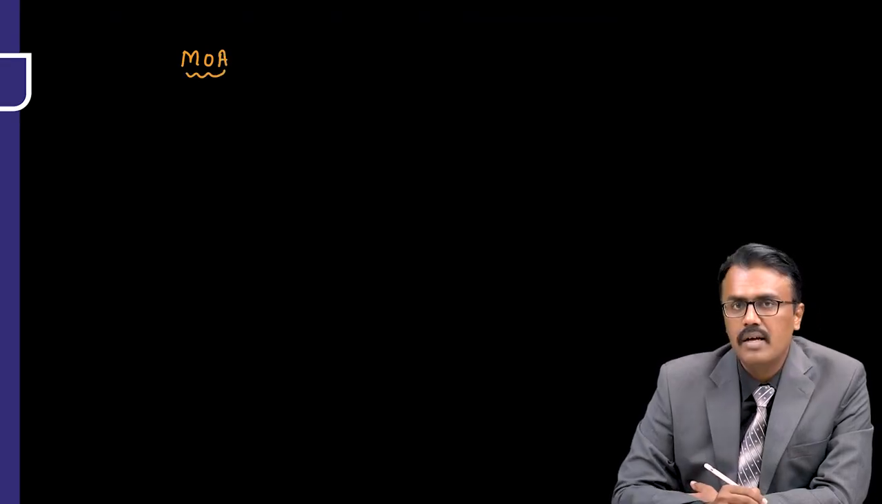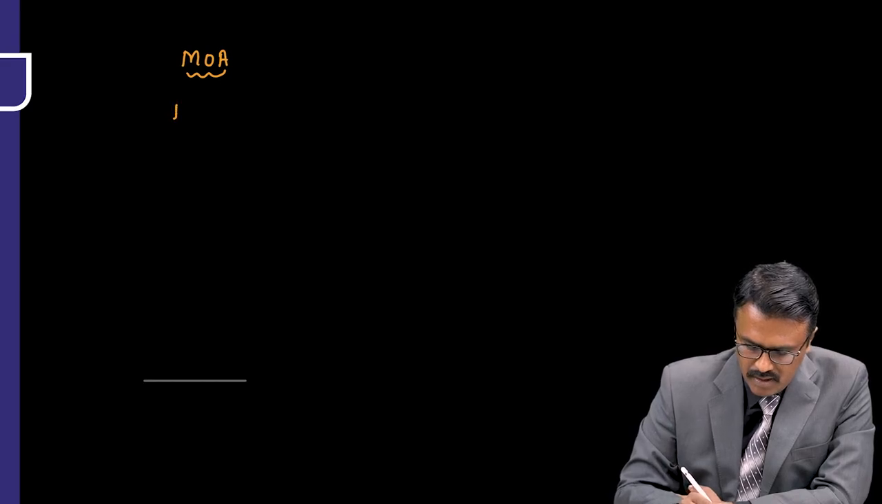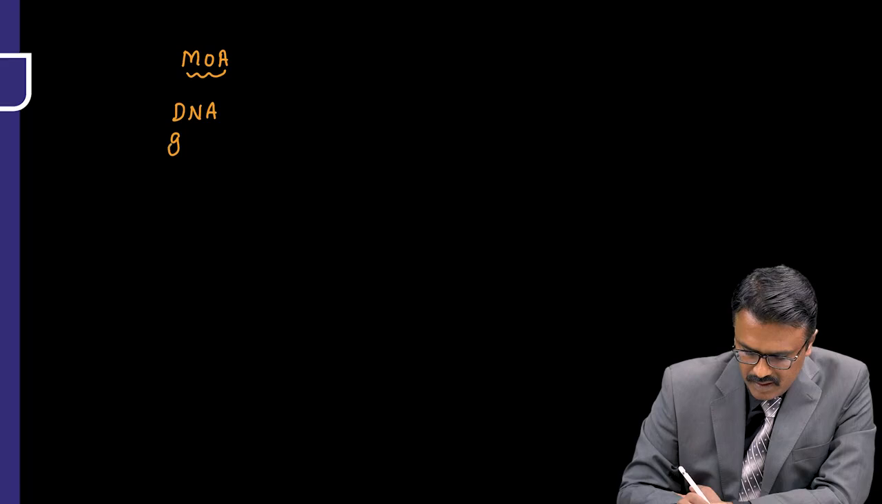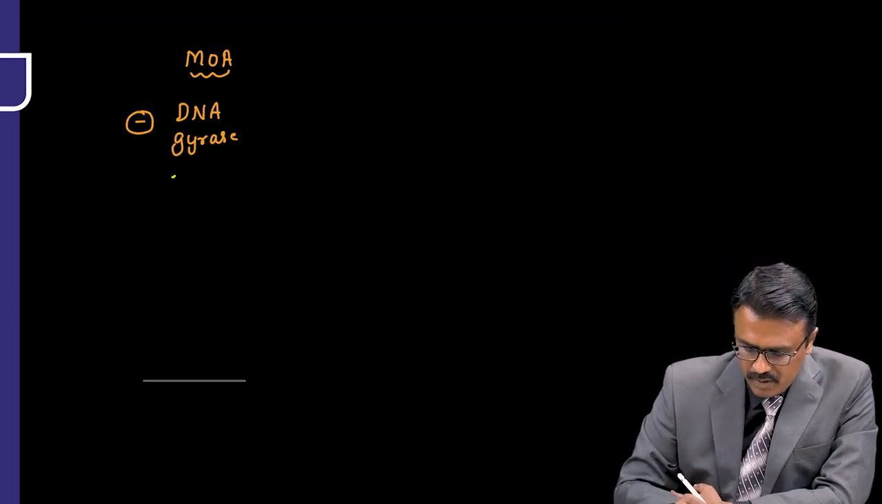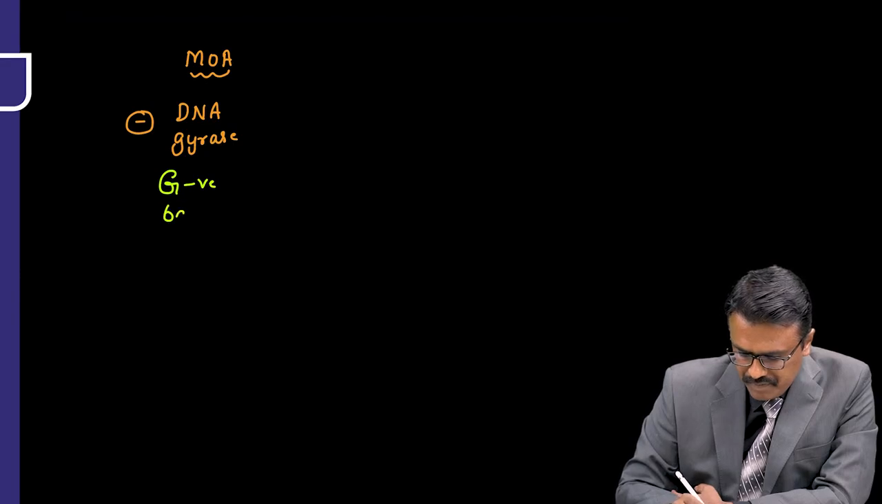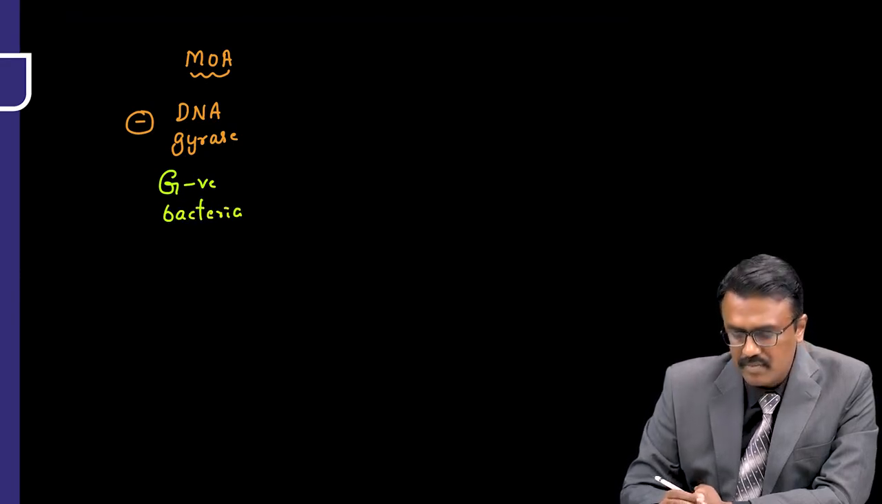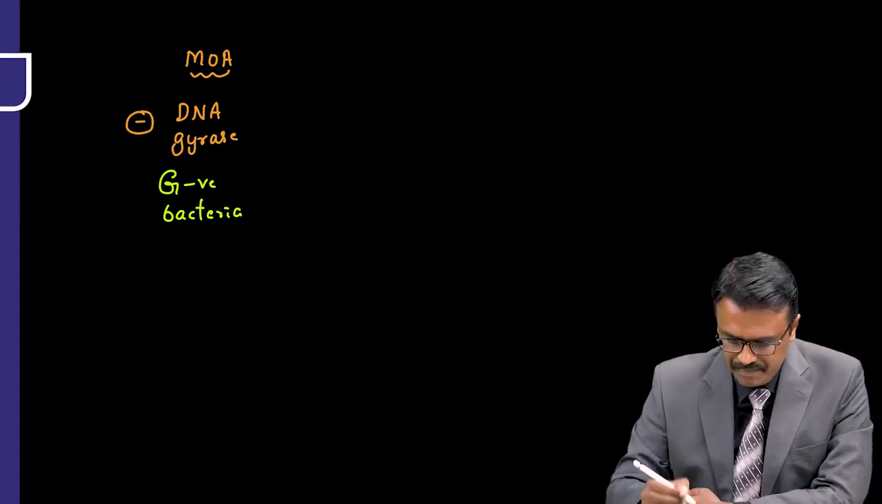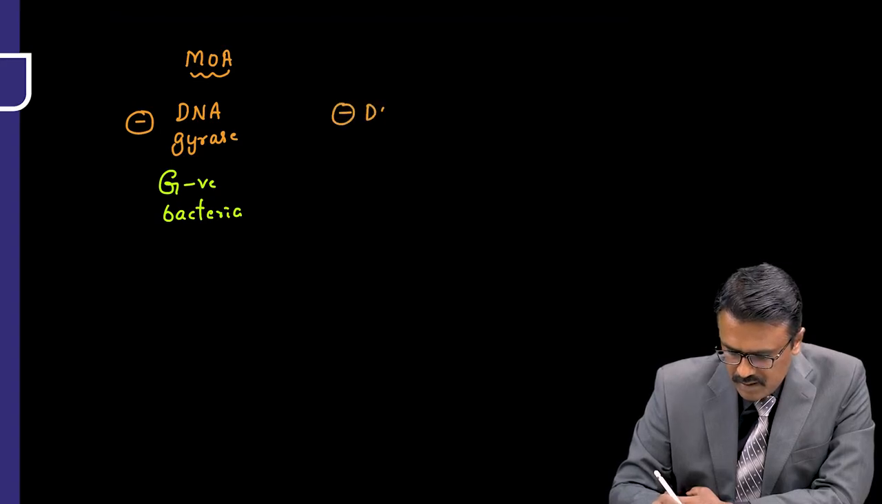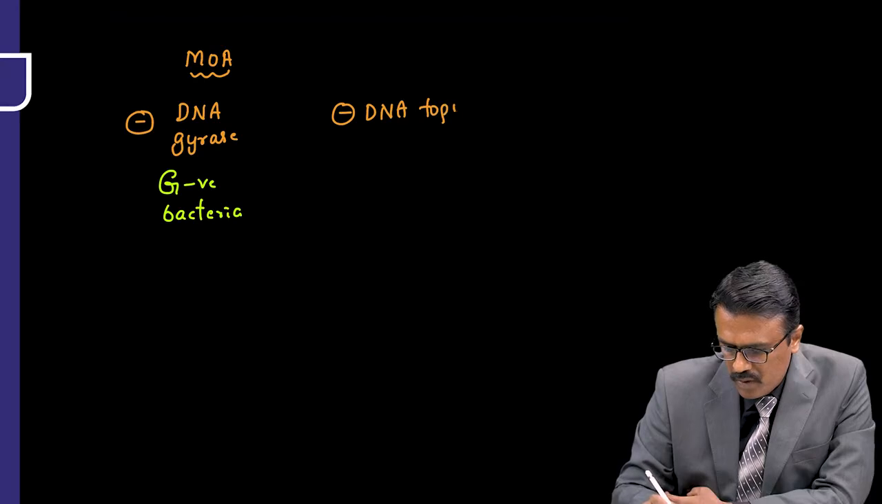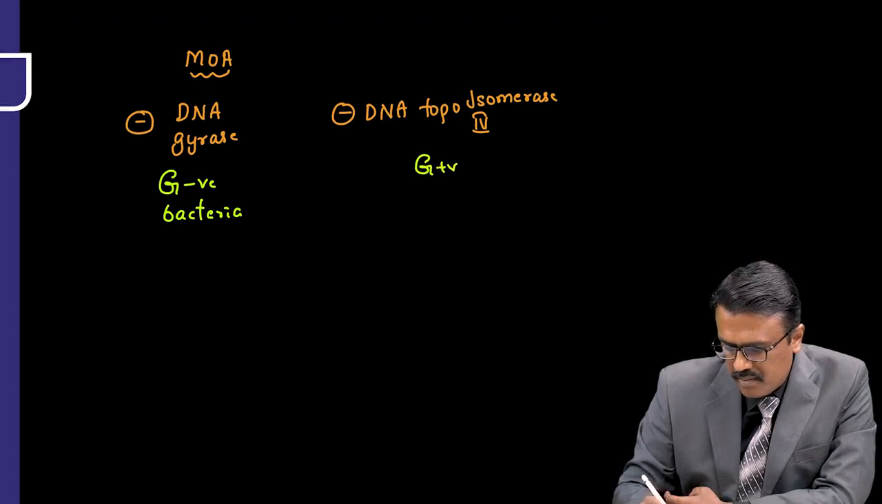What is the mechanism of action of fluoroquinolones? These fluoroquinolones inhibit an enzyme called DNA gyrase, and they do that in gram-negative bacteria. They inhibit another enzyme, DNA topoisomerase 4, in gram-positive bacteria.